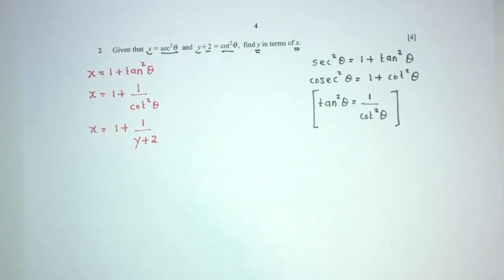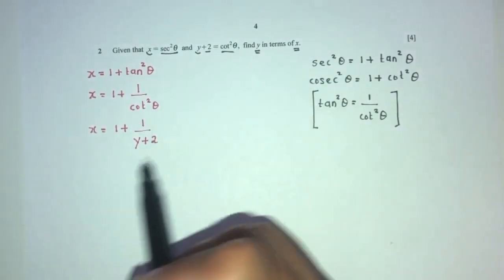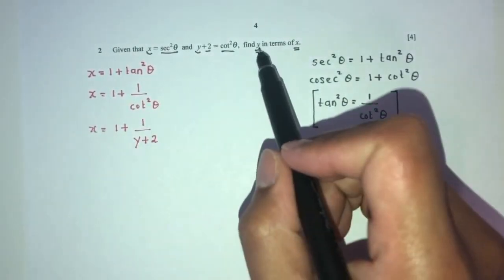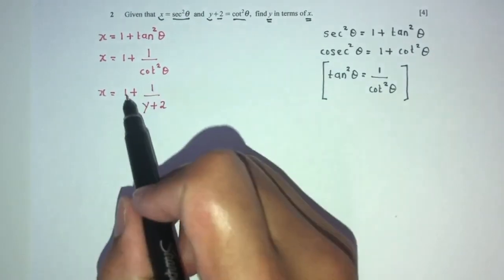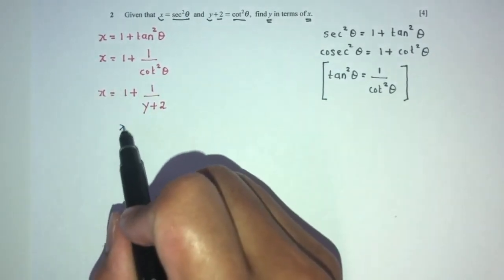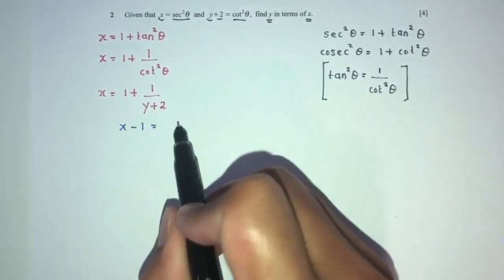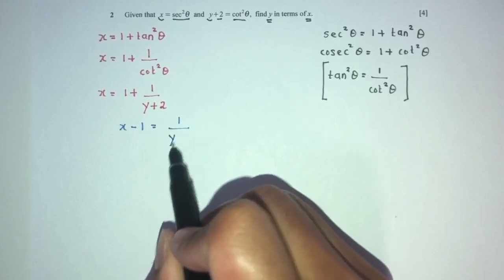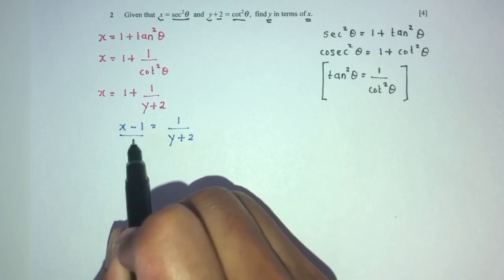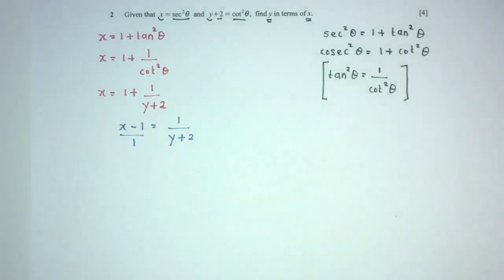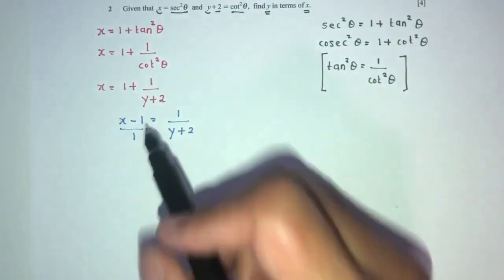Now you can see we don't have any theta in this equation. We just have to express y in terms of x. So we just have to make y become subject of formula. So first I can send this over here. You will have x minus 1 is 1 over y plus 2. What is this? This is also this over 1, right? Makes sense. Doesn't really matter, right? Now we can just cross multiply.